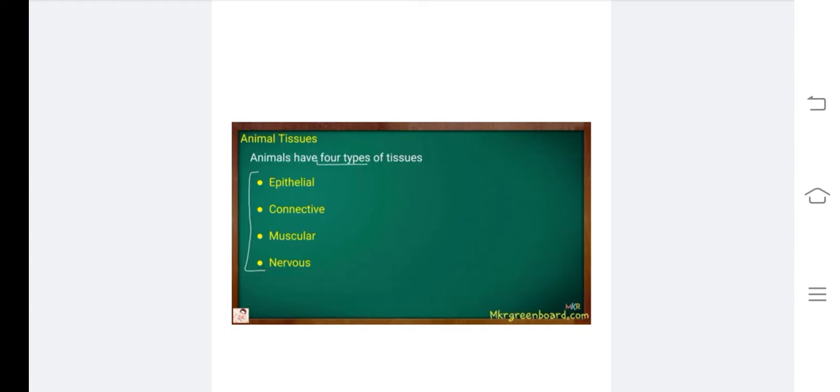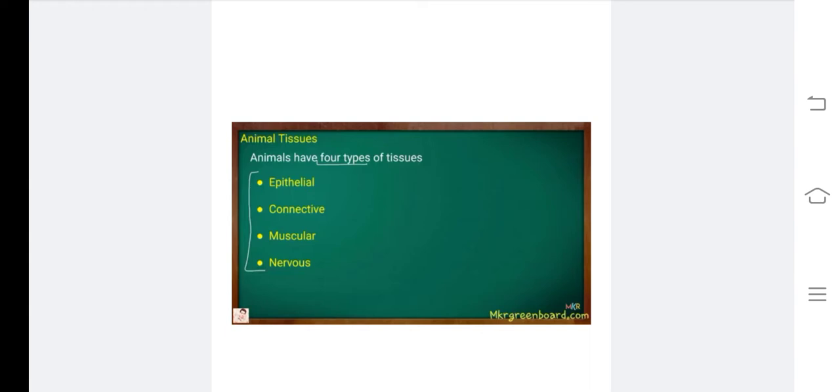What are the different types of animal tissue? First one, epithelial tissue, connective tissue, muscular tissue and nervous tissue. How many types of animal tissues are there, children? Epithelial tissue, connective tissue, muscular tissue, nervous tissue. Let us understand one by one.